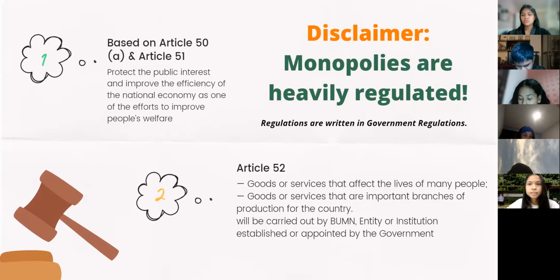The regulation of monopolies is created in order to prevent unreasonable practices that take advantage of the customer. In terms of this, monopoly is regulated in Article 50 and Article 51 of the Indonesian government regulations, which discuss protecting the public interest and improving the efficiency of the national economy as one of the efforts to improve people's welfare. While natural monopoly is regulated in Article 52, which specifically states that goods or services that affect the lives of many people and goods or services that are important branches of production for the country will be carried out by BUMN, an entity or institution established or appointed by the government.